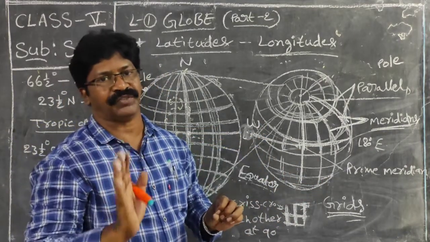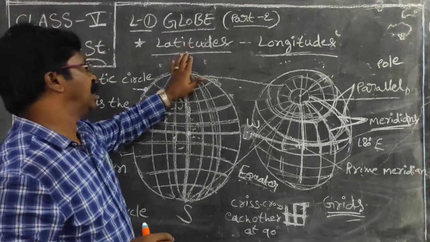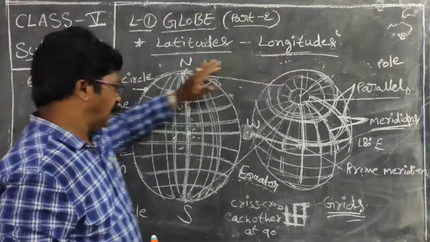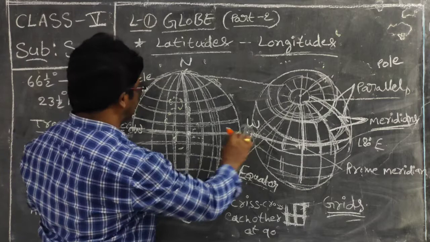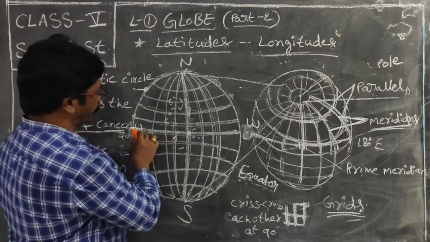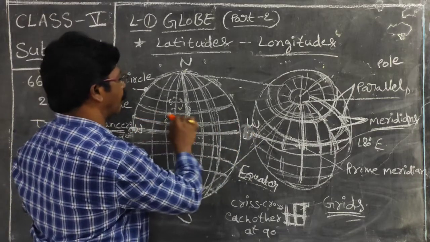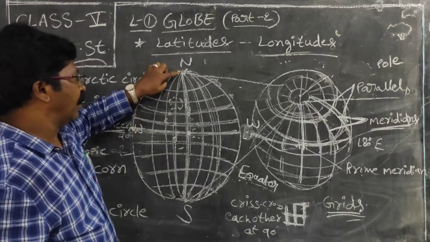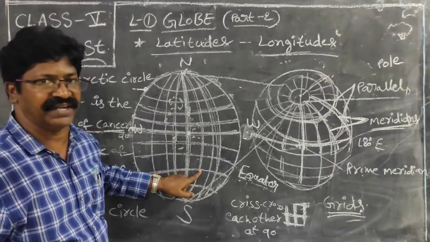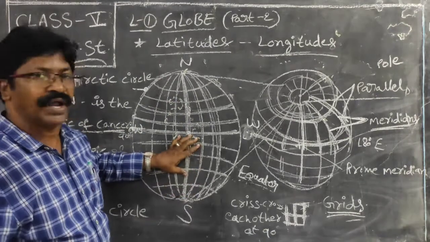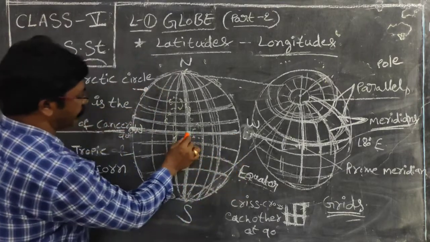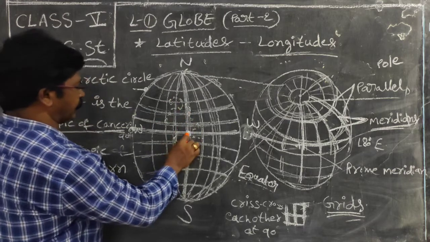The main things to observe: we learned two types of imaginary lines, latitudes and longitudes. Latitudes run west to east and are called circles or parallels. Longitudes run north to south and are called meridians. Next, this middle line is called the equator, and it is located at 0 degrees.